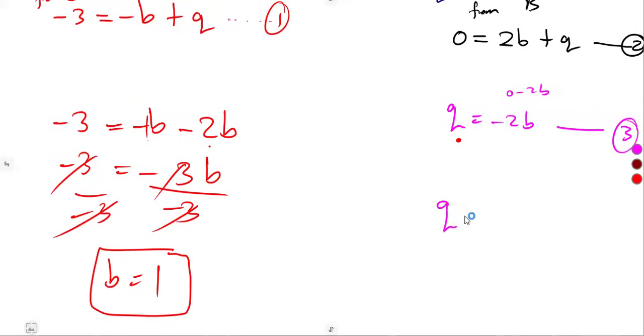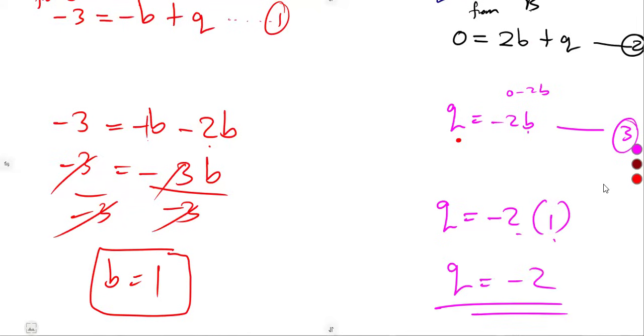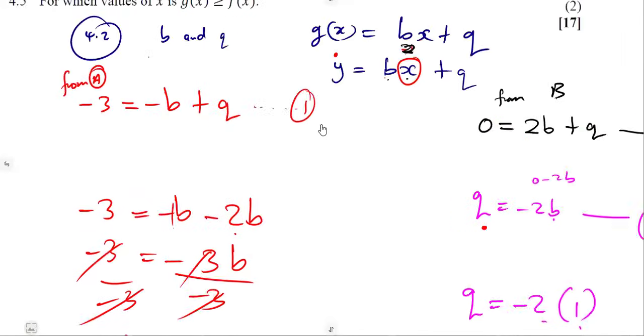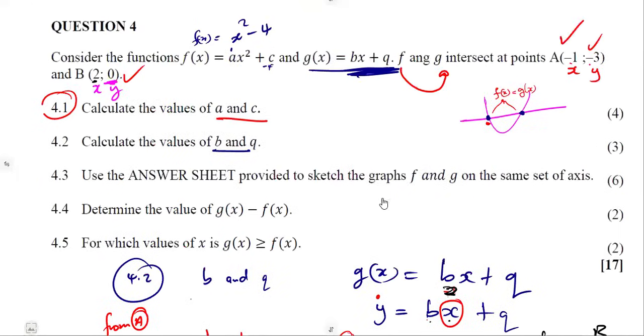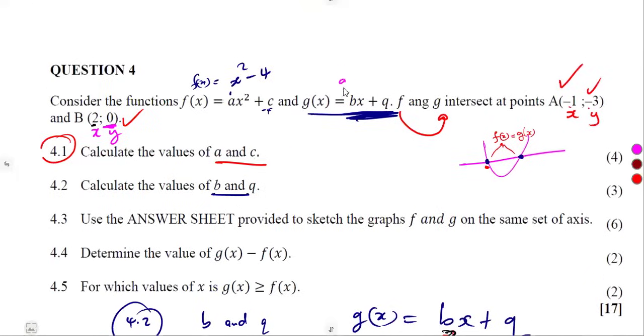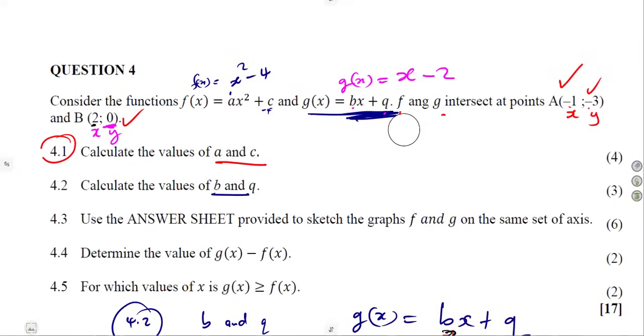Then to find the Q now, we can substitute in equation 3, anyone that you want. Minus 2 times B, our B is 1. So Q is minus 2 times 1, which is minus 2. So as we can see, we have got our Q and our B, which is on our GX. So it simply means our GX, remember our B is 1, so that's X, and our Q was negative 2, like this. So that is what it means.